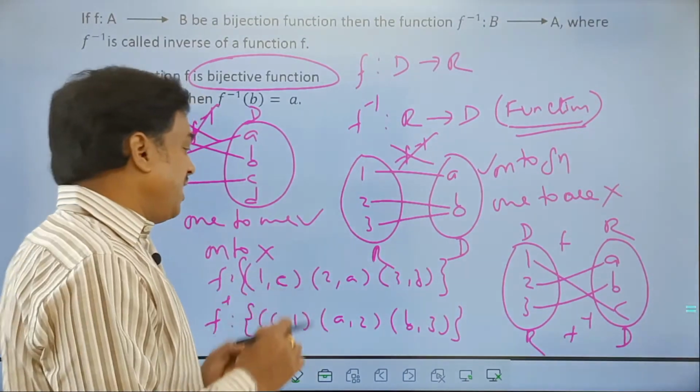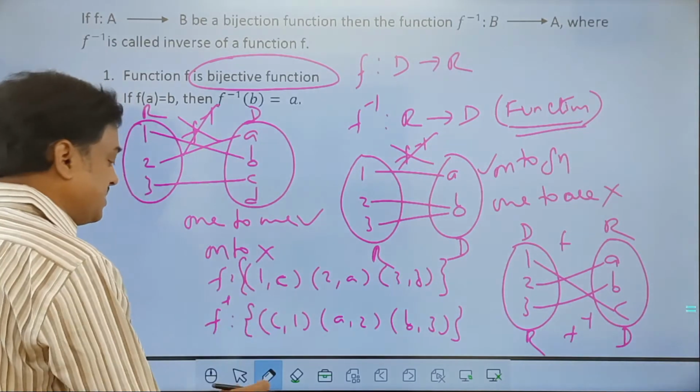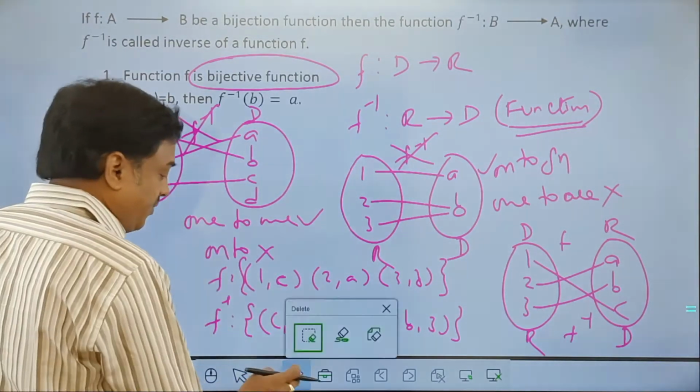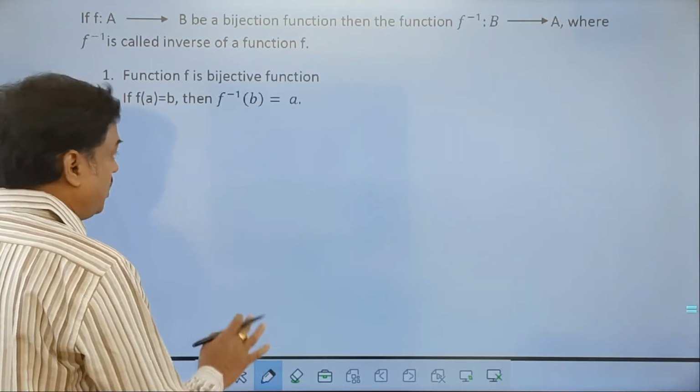Okay, all of you? So we have some examples to discuss, that we'll discuss once we finish all the types of functions over here. Okay, so let us move on to the next.